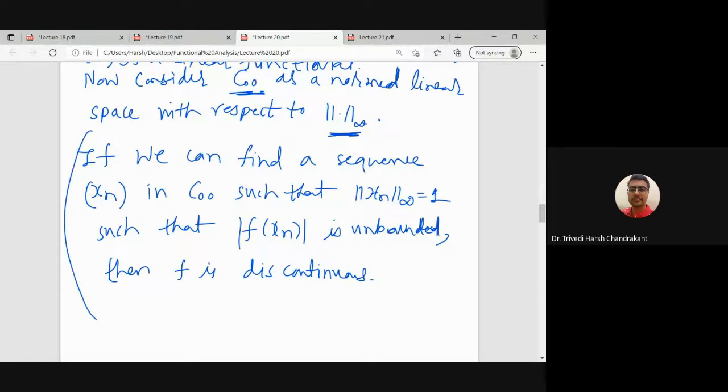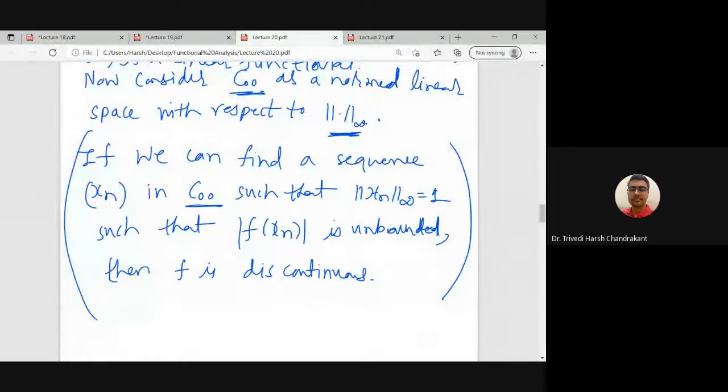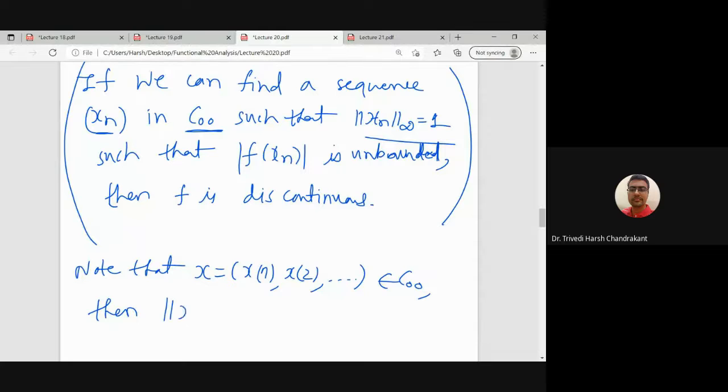This is exactly what we did in the previous example, but there the set was not C00, it was the continuously differentiable functions on the closed interval [0,1]. Now here we need to find sequences whose supremum norm is 1. So what is the supremum norm of a sequence? If x is a sequence in C00, then what is the definition of the sup norm?